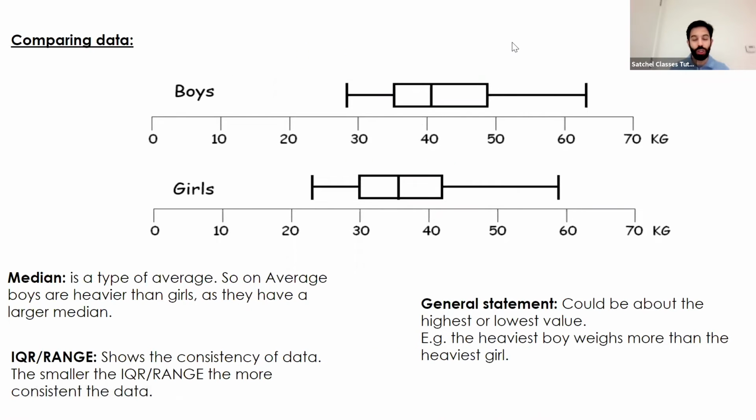So, three statements to consider when comparing box plots. Think about the median, which tells us the average of our data set. Think about the interquartile range, or just the range in general. The range is the difference between the highest value and the lowest value, and that tells us about the consistency of the data. And then think about a general statement. Can we make a general statement about the box plots that we have?